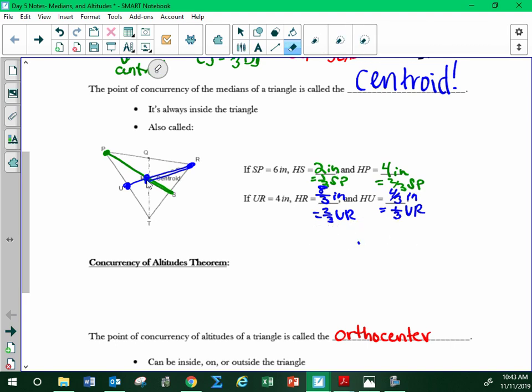But sometimes the numbers aren't even nice like that. Let's throw in another one. In both of these situations, they gave us the value of the entire median. They don't always do that. So let's suppose, let's go HT. The measure of HT is 7 inches.